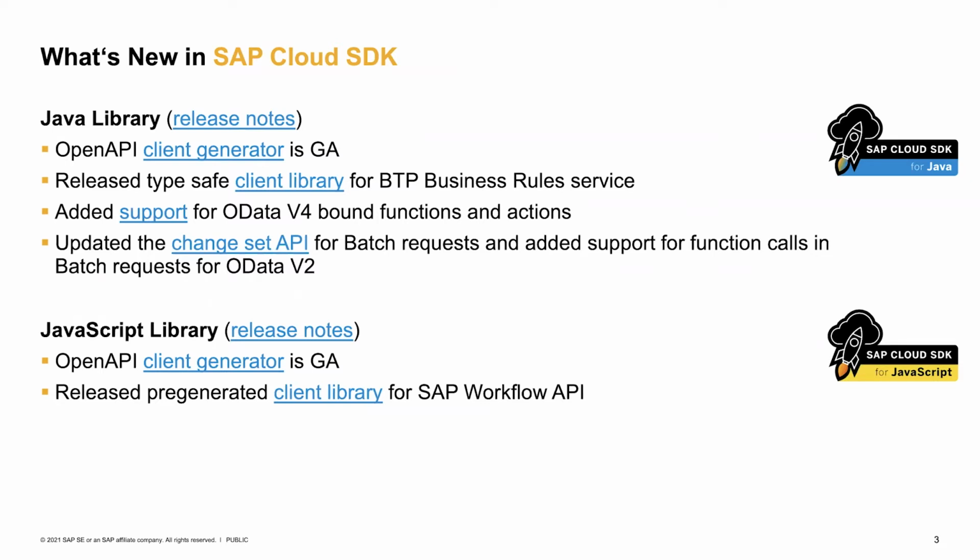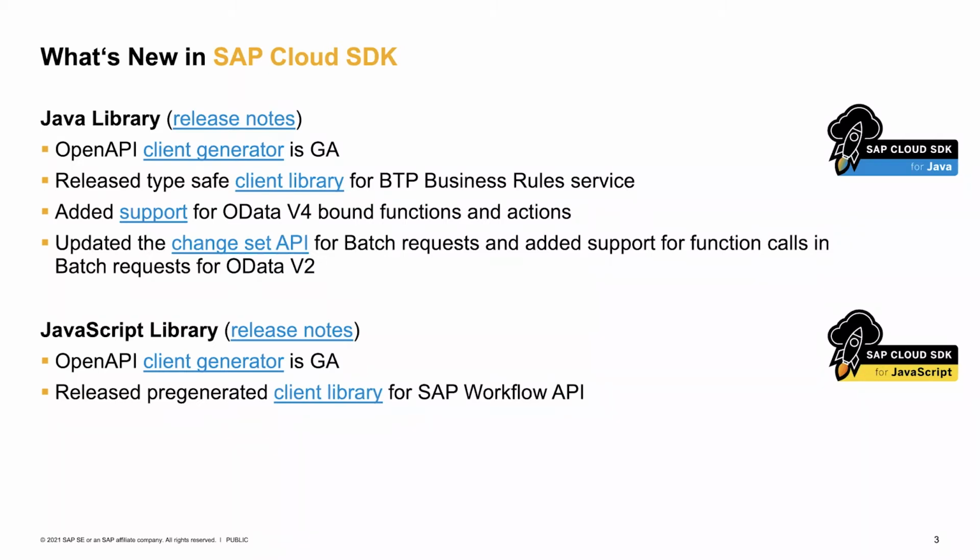Moving on to the JavaScript library updates, we have the OpenAPI client generator, which is generally available. And Marika will be talking about how to use this in the demo today. We have also released a pre-generated client library for the SAP Workflow API service. Now I have linked all the documentation for all of these updates. So if you click on the links in the slides, you can read more about these updates. I have also linked the release notes for both of the Cloud SDK versions here. With that, we can move on to the crux of today's presentation. Marika, I think you can take it over from here for the demo.